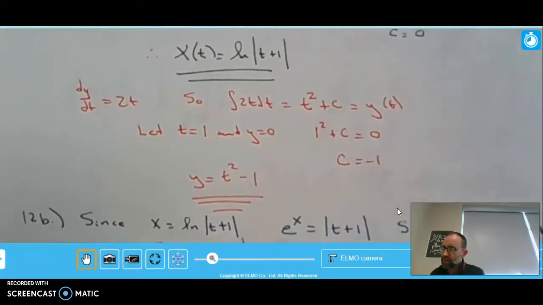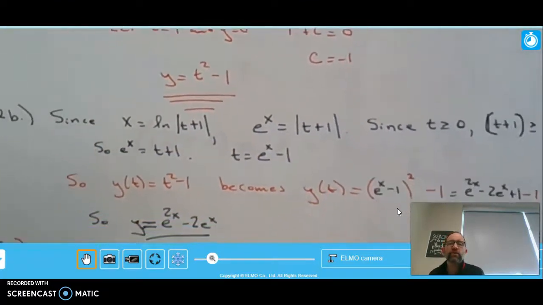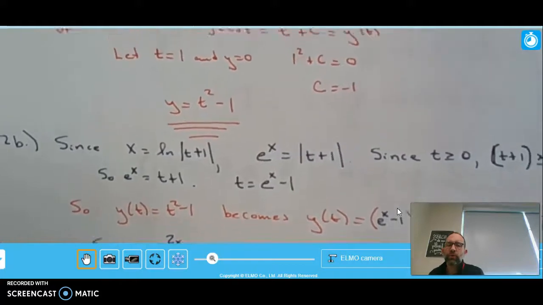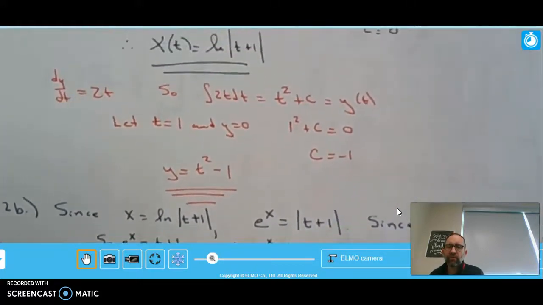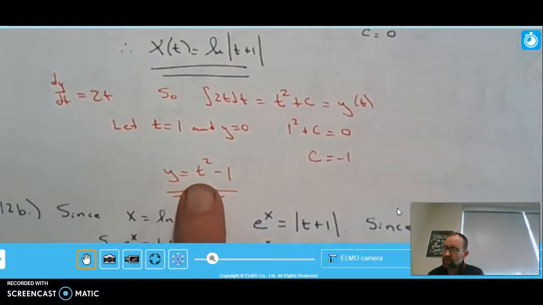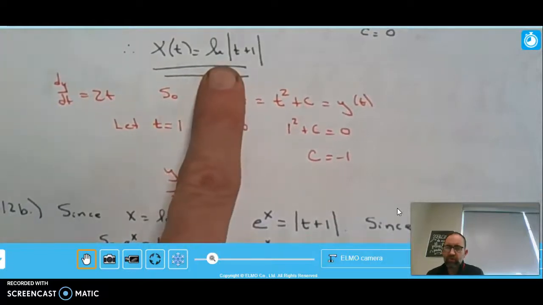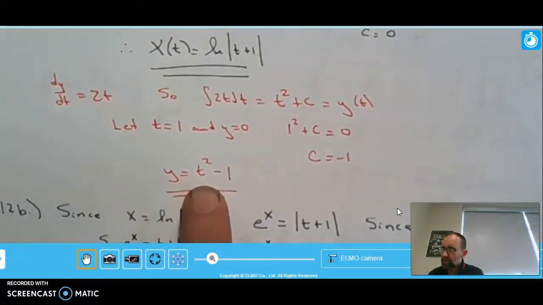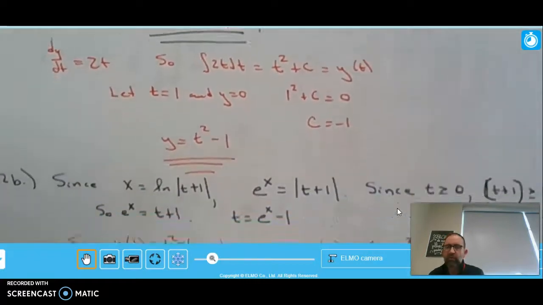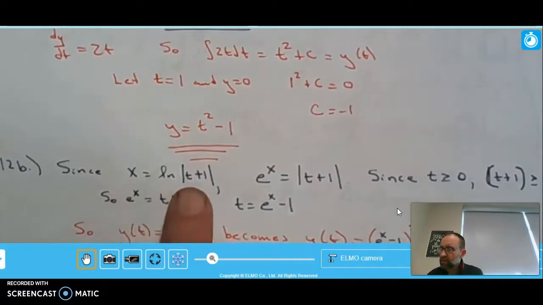Then they asked us to write y as a function of x. So if I know that these two things are true, if I can solve this equation up here for t, I can plug that into this equation, and I'll have y as a function of x. So let's focus on taking this equation and solving it for t.